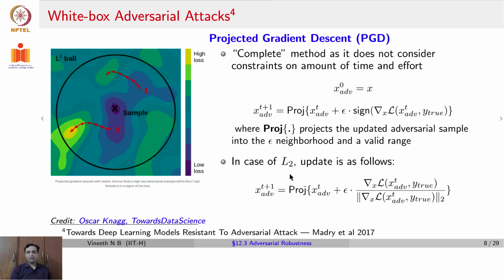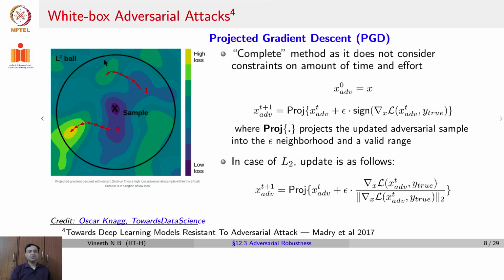So in case of L2 norm, the update becomes epsilon times the gradient of the loss divided by the 2 norm of the gradient of the loss. The sign simply becomes the gradient by the 2 norm of the gradient, which is in other words the sign.